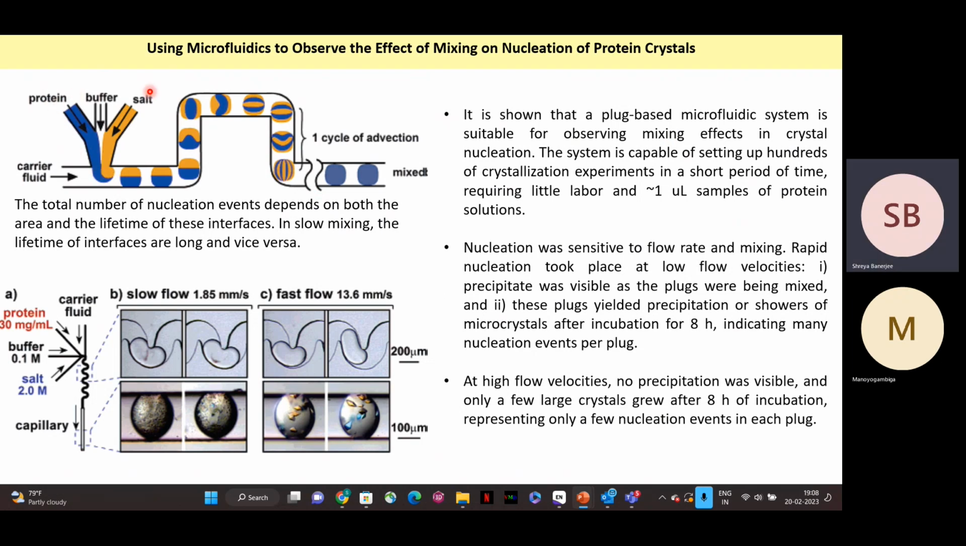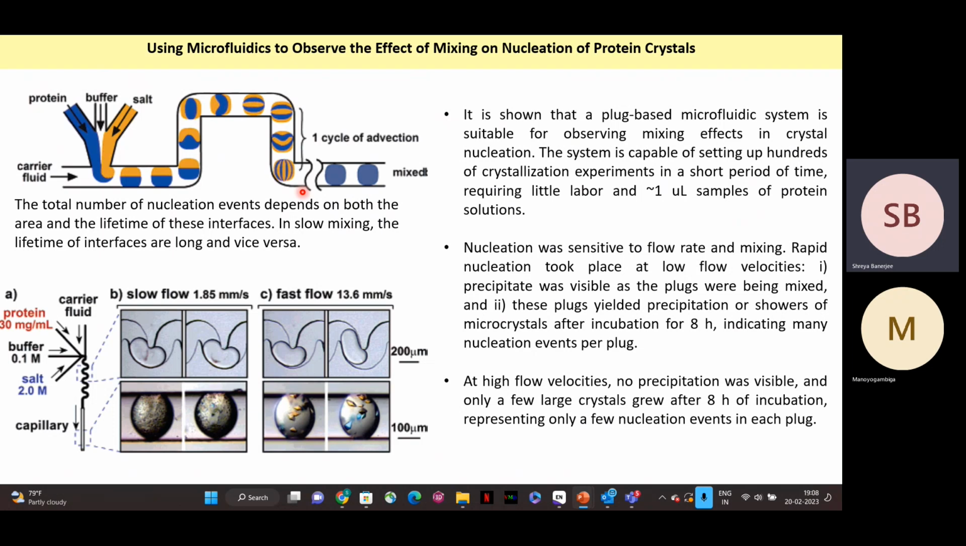So if you set up a system like this, where you have 3 streams carrying the protein, salt, and buffer, you can set up hundreds of crystallization experiments in a short period of time, because each drop is a crystallization experiment. And it is not at all labor intensive, and you can use as little as 1 microliter of the protein solution. So like this, you can set up hundreds of crystallization experiments at the same time.